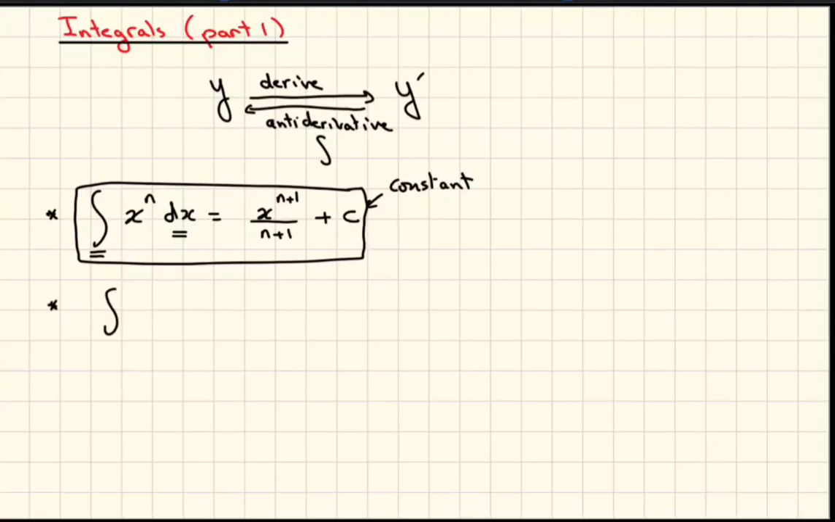You should know also integral of k dx, and k here is a number. Any number, it might be decimal, negative, positive, fraction, anything. Whenever you have integral of k dx, you just add x next to the number plus c. So it's kx plus c.